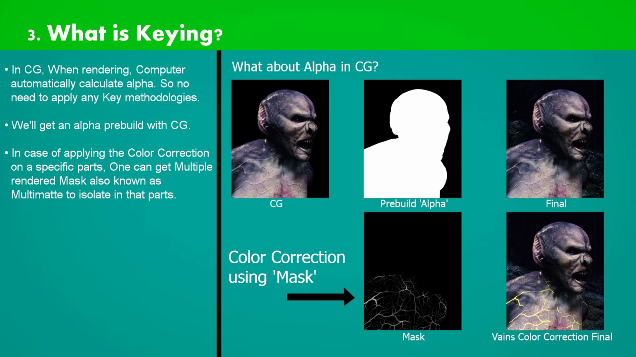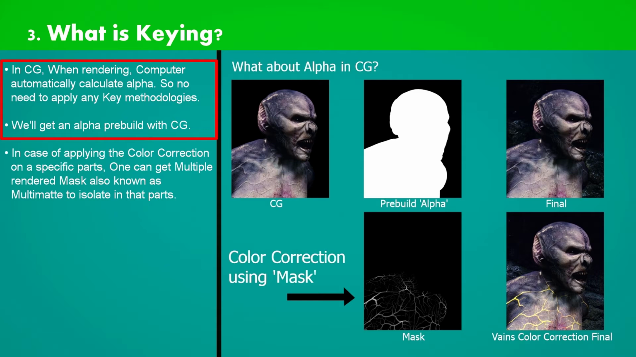So previously, we have seen the examples on keying, which were taken by camera. But what about the computer graphics world, or CG world? In CG, we don't actually have to extract any key. The computer automatically generates the key for us. So there is no need to apply any keying methodologies.